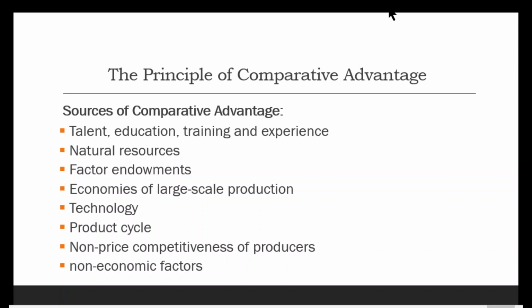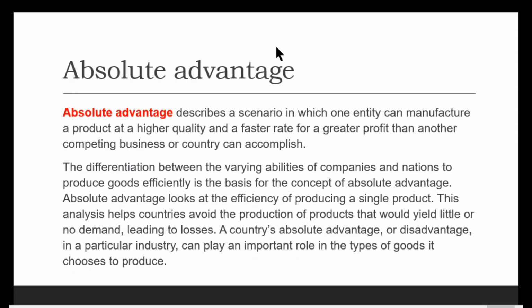Okay? And now let's go to the term absolute advantage. Absolute advantage describes a scenario in which one entity can manufacture a product at a higher quality and a faster rate for a greater profit than other competing businesses or countries can accomplish. So this looks into the efficiency of production. When we say efficiency, it means that we're able to produce more with a certain amount of resources, like there are more outputs compared to your inputs.